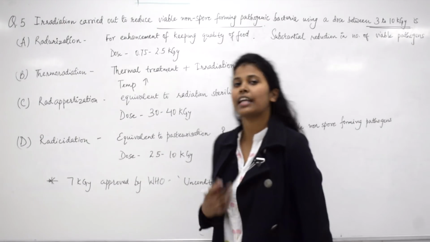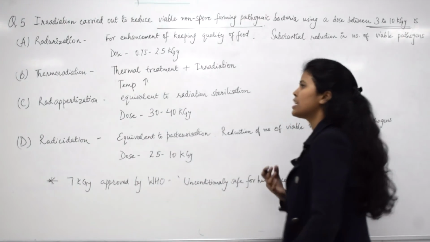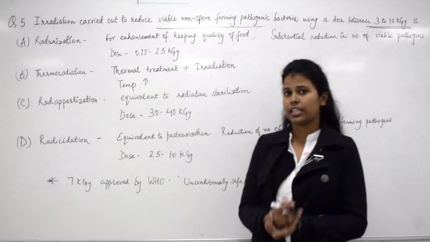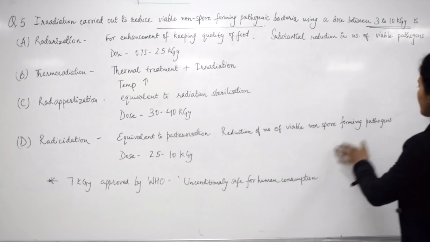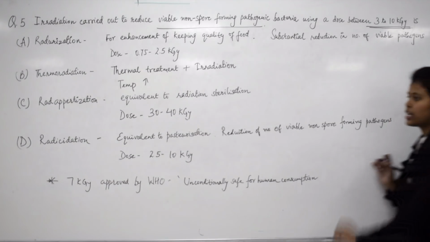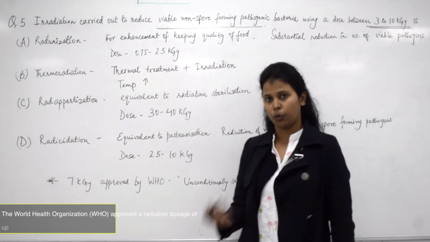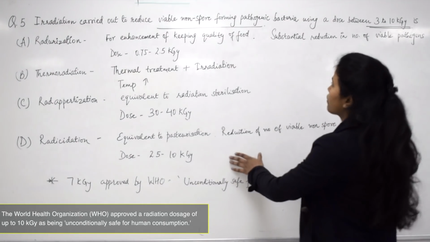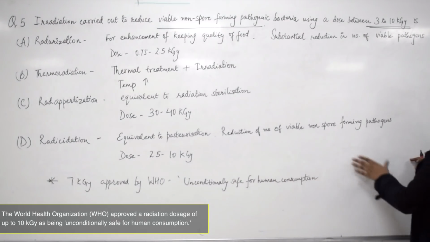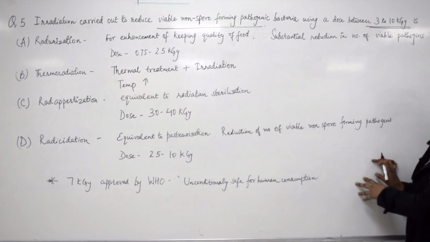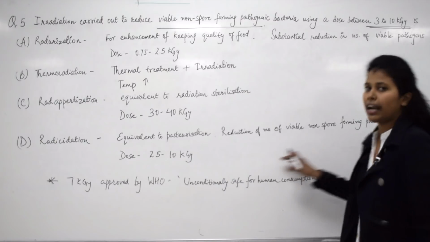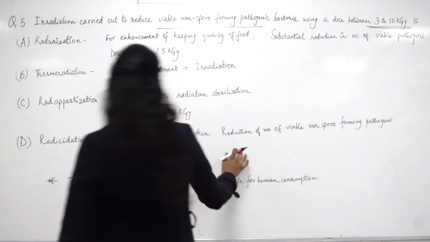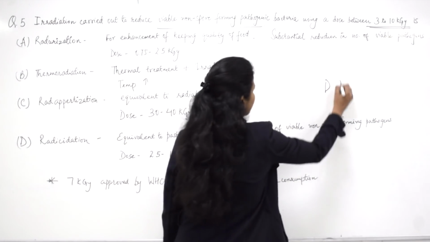Last option is radicidation. Radicidation is a process that is equivalent to pasteurization, where our main aim is to kill the viable non-spore forming pathogens. The dosage used is in the range of 2.5 to 10 kilogray. So as you can see in the question, they were asking about the dosage 3 to 10 and about killing the viable non-spore forming pathogen bacteria. That is, the process is radicidation. So the correct answer for this question is option number D.